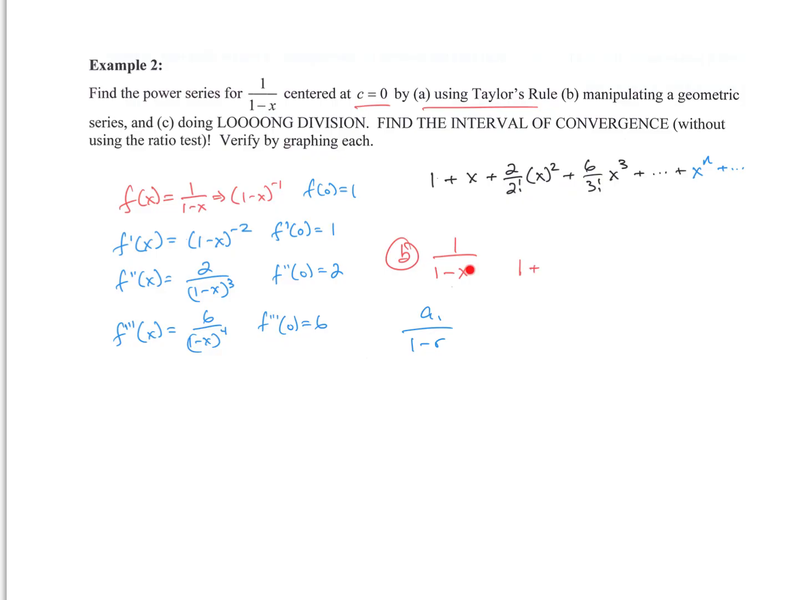Plus, what is my ratio? X. And so guess what 1 is being multiplied by? X. And so now I'd have 1 plus x plus x squared plus x cubed. Do you see how it's the same thing? All right. And so that's actually what's happening. All right. And then part C, you can actually still do what? Use long division.